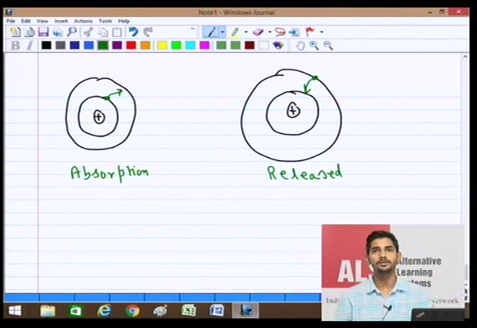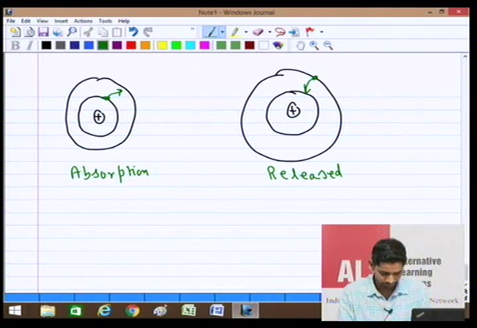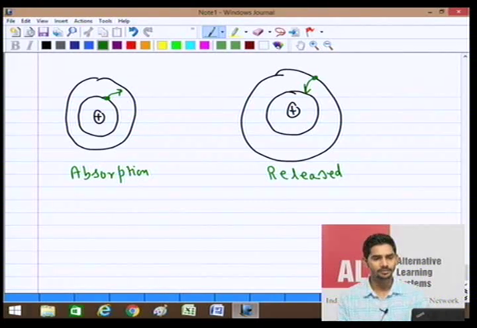Now this is my question to you. Why does an atom absorb or emit energy? Or you can simply answer me: why does emission or absorption of energy take place in an atom? Is it possible that an electron can emit its energy on its own? Can an electron jump from a higher energy level to a lower energy level on its own? Is it possible?